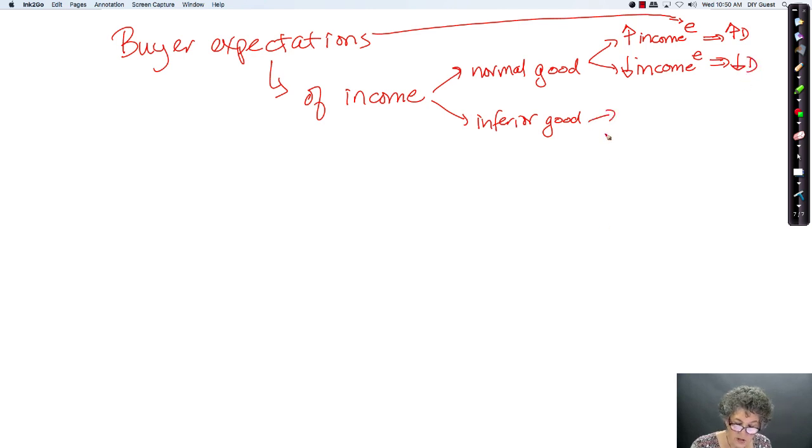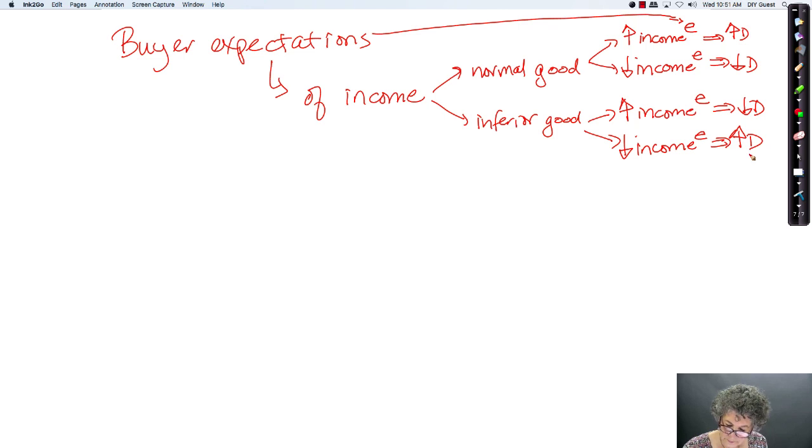For an inferior good, it's just the opposite, because remember, inferior goods are things that you don't buy as much when your income goes up. So an increase in expected income means you decrease your demand for those inferior goods, and a decrease in expected income means you increase your demand for those inferior goods.